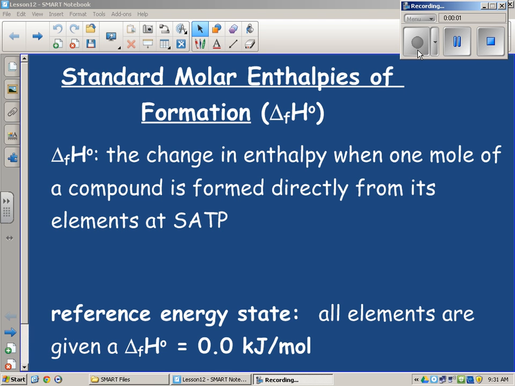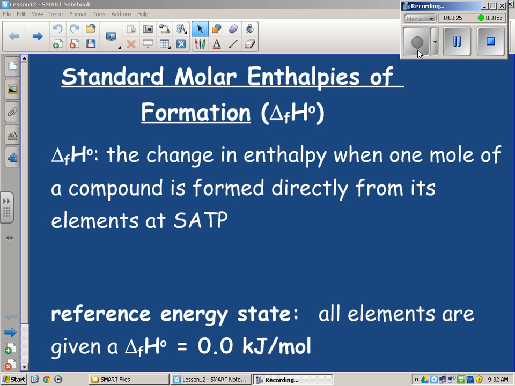Standard molar enthalpies of formation. That sounds complicated, but we're going to use this to calculate some enthalpy changes. Delta fH, you've seen that in your data booklet, yeah? That's the heat of formation, right? That's the molar enthalpy, kilojoules per mole. It's in your data booklet, and it's for formation, okay?